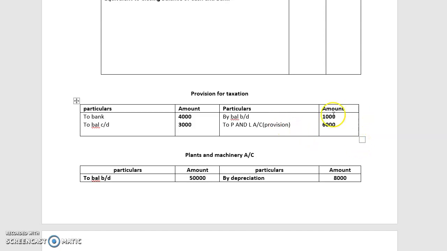I'm repeating again. Closing balance, opening balance, bank, that is taxes paid. Total will be 7,000 on the debit side. Put it on the credit side, and you will get 6,000. That will be the profit and loss account, that is the provision.